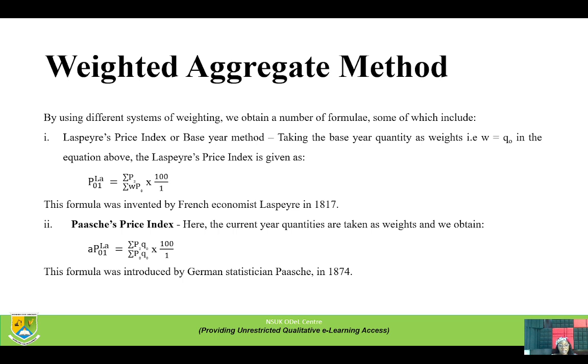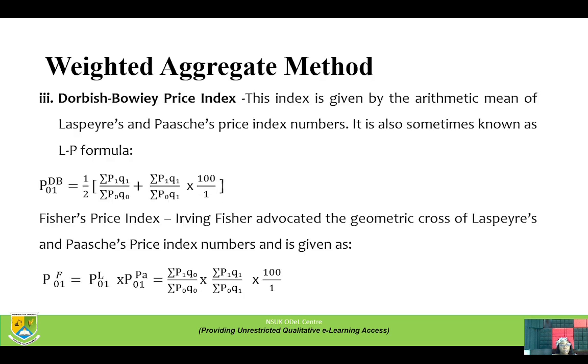The Paasche price index. Here, the current year quantities are taken as weights, and we obtain it as shown in this equation below. The formula was introduced by a German statistician called Paasche in 1874. The Dorbish-Bowley price index is given by the arithmetic mean of Laspeyres and Paasche price index numbers. It is also sometimes known as the LP formula. The formula is shown below.